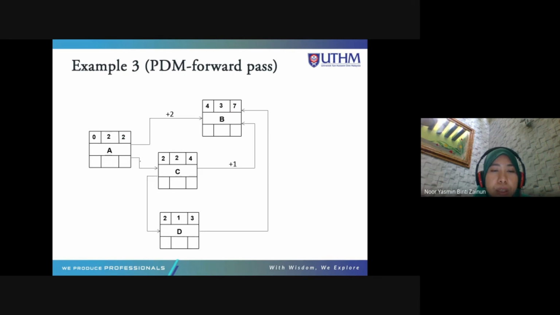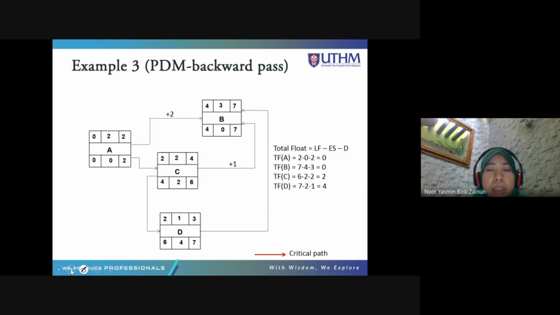Okay, and then 2 plus 2 is 4, and then here, okay, look at here, the arrow is coming from here, so 2 here will be carried forward also here, 2. 2 plus 1 is 3. Okay, and then the backward pass is from here, 7. The last node. 7 minus 3 is 4. 4 minus 2 is 2 here.